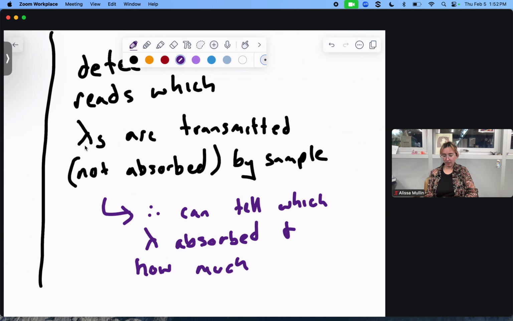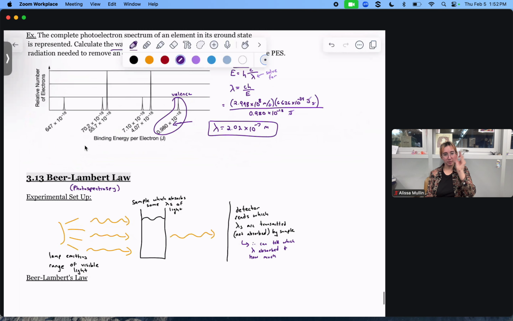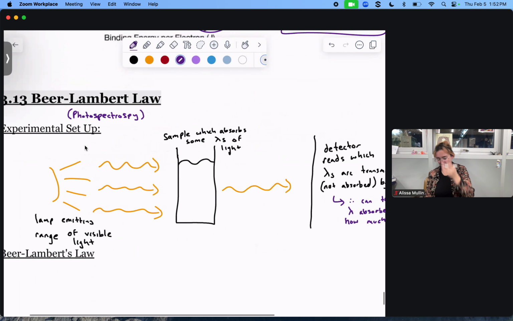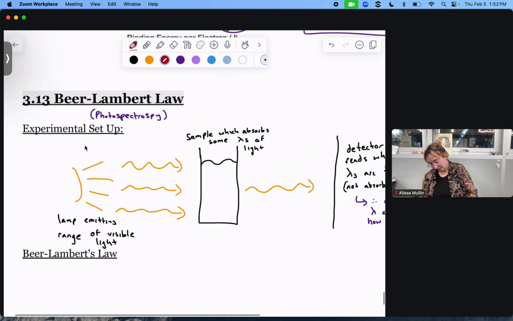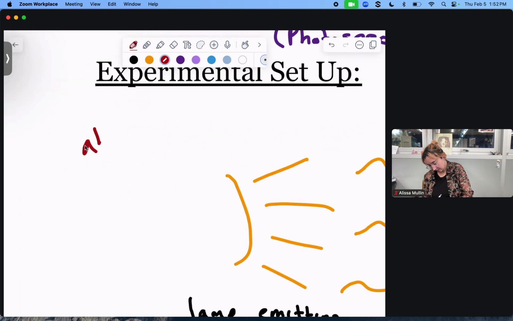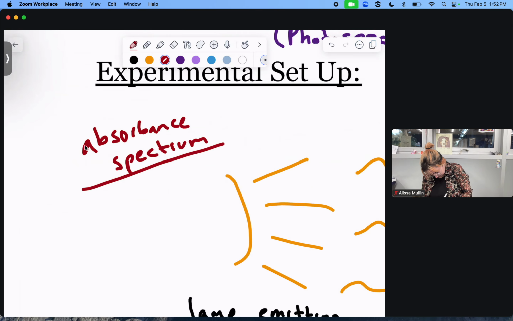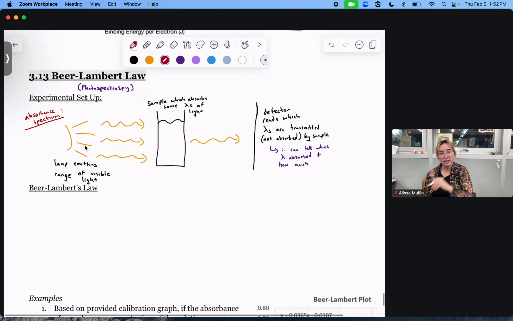Okay, so that's the basic setup of how it works: lamp, sample, detector. This procedure I've just written out is how you get an absorbance spectrum. This is how the machine works, but this is one type of thing, to just get the absorbance spectrum. So what wavelengths does this thing absorb?